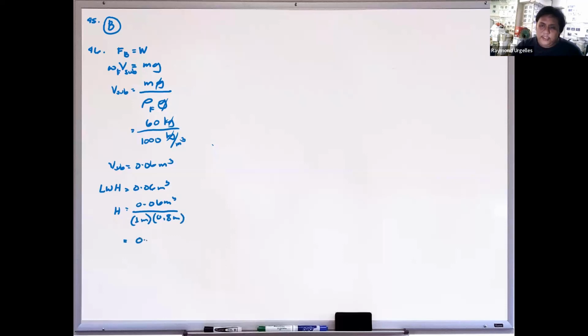So therefore, you will get 0.075 meters. So this is letter C. Any questions? So next number, 47.